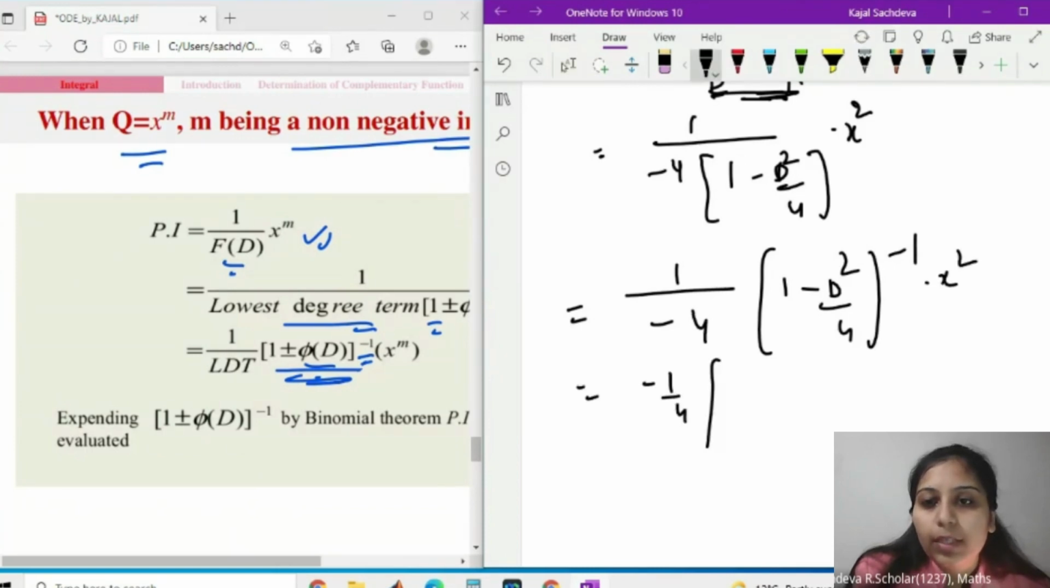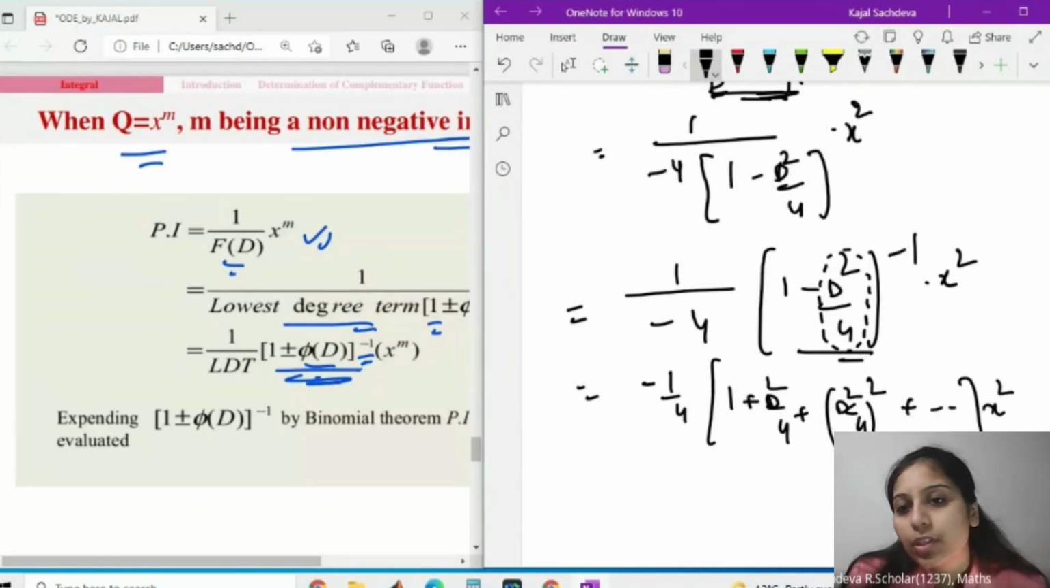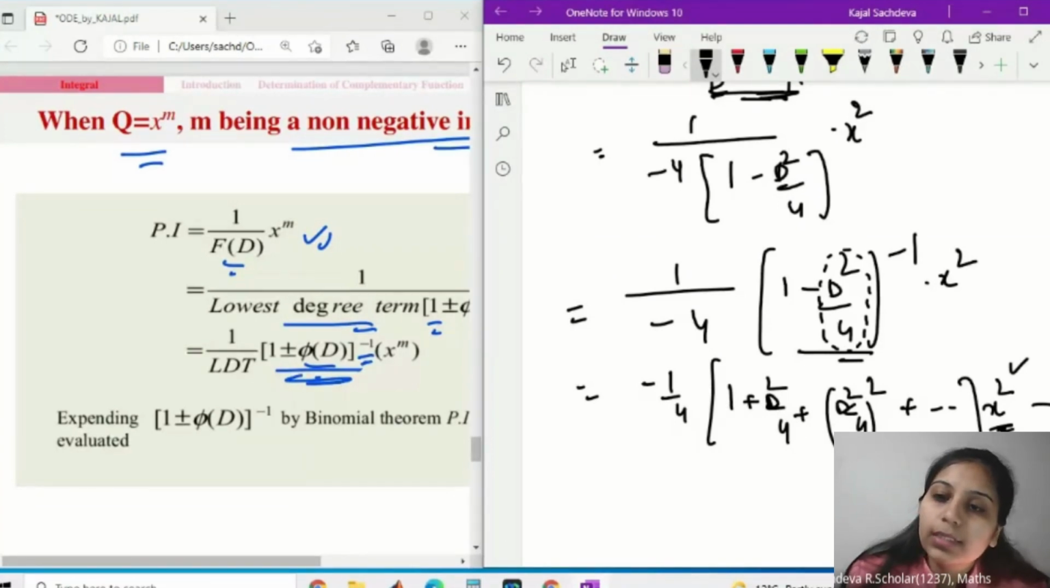So we have minus 1 upon 4. The expansion of (1 - x)^-1 is 1 + x + x square + up to so on, into x square. So write the expansion only up to that term which is required by seeing this Q. Here Q is x square. So when we do the first derivative, we get 2x. When we do the derivative again, we get 2. And all further derivatives are 0. So up to the second derivative it will give non-zero, and in all other cases it will give 0. So write up to only the second.